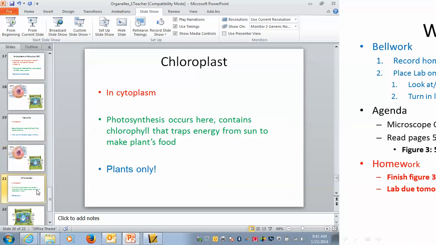All right, now let's talk about something that, again, only plants have. This is the chloroplast. Again, we're going to be talking a lot about this when we talk about photosynthesis. It contains chlorophyll, which is why plants are green. This is where the plant cell takes energy from the sun and creates food. So plants make their own food. Animals have to eat food in order to get that energy, okay?